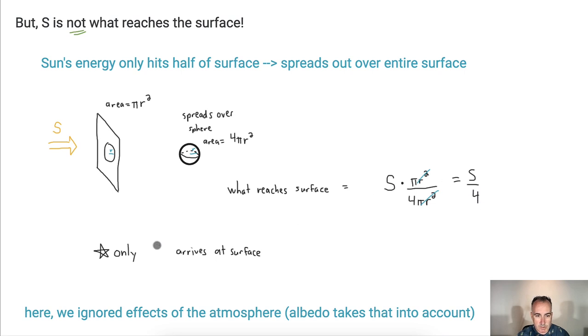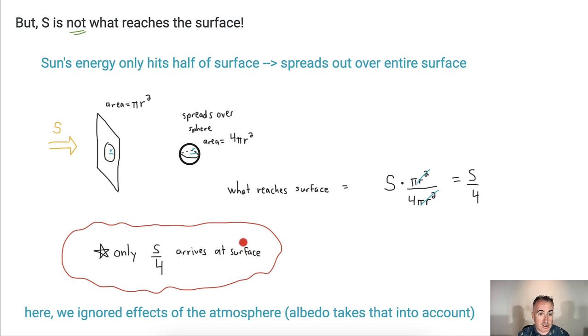So the conclusion we can make is a really important conclusion. We need this piece of information here. I'll put it in red maybe, like this. Only S over 4 actually arrives at the surface. Now keep in mind, we did ignore the effects of the atmosphere. Things like albedo, for example, will take into account what the atmosphere actually does in heating and things like that. But at least we've just assumed, hey, what's actually going to reach the surface?